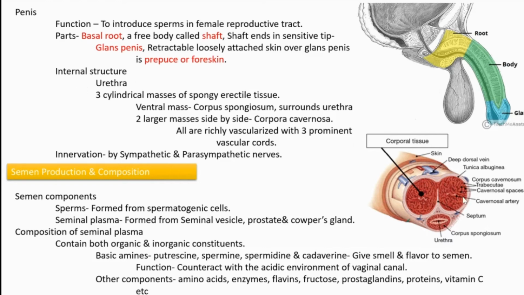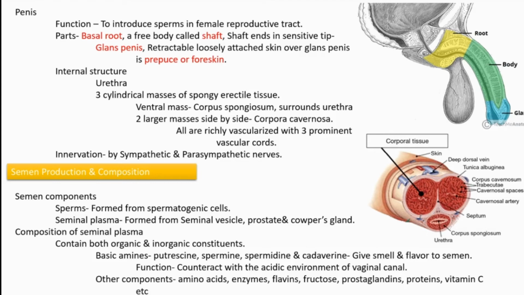Then the internal structure. This is the internal structure of the penis. It is composed of the urethra. The urethra is this one. Then there are three cylindrical masses of spongy erectile tissue. These tissues help in the erection of the penis. And this ventral mass, what is its name? It is called the corpus spongiosum. It surrounds the urethra. And two large masses are present side by side. They are called the corpora cavernosa.